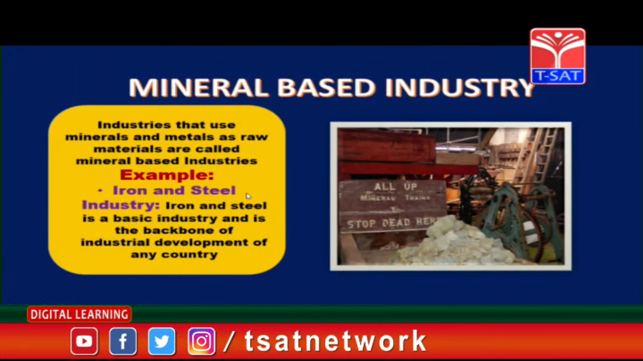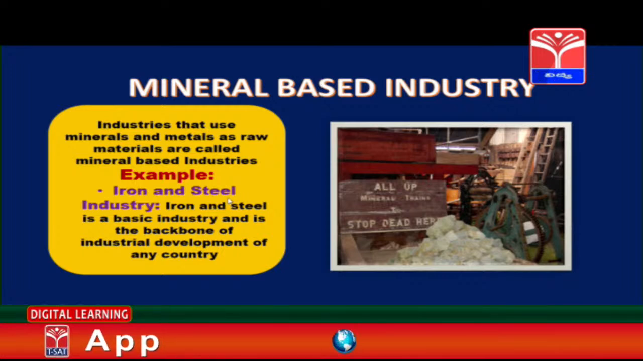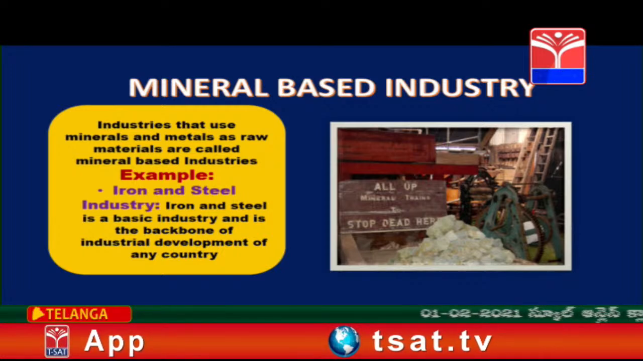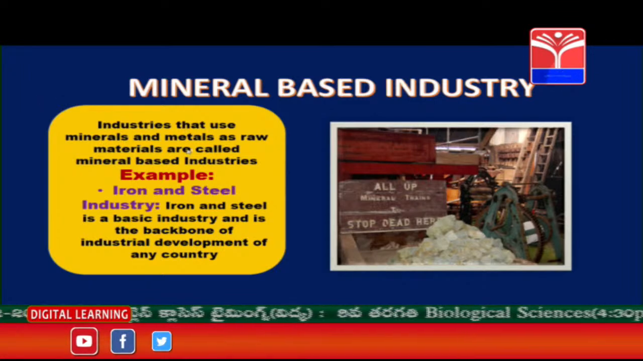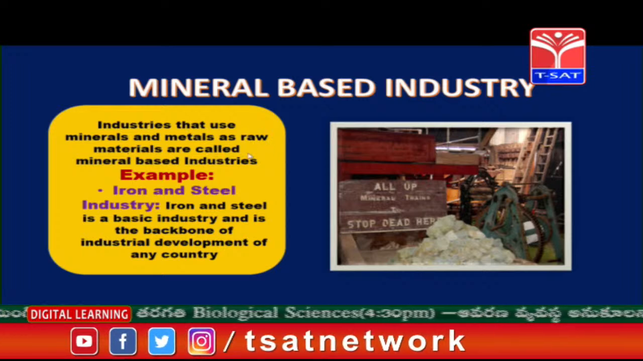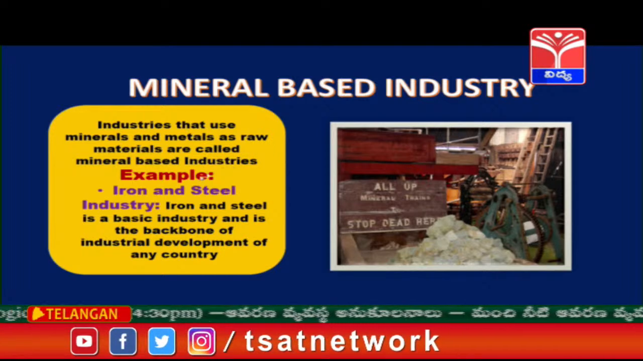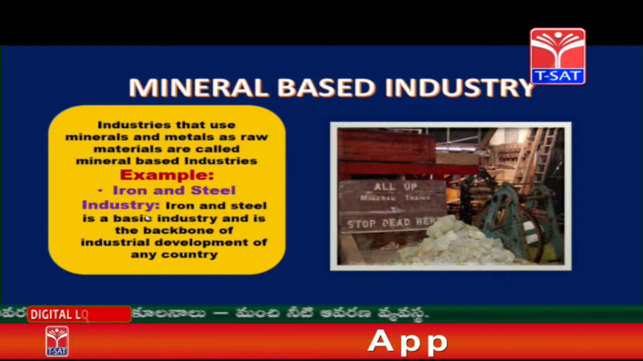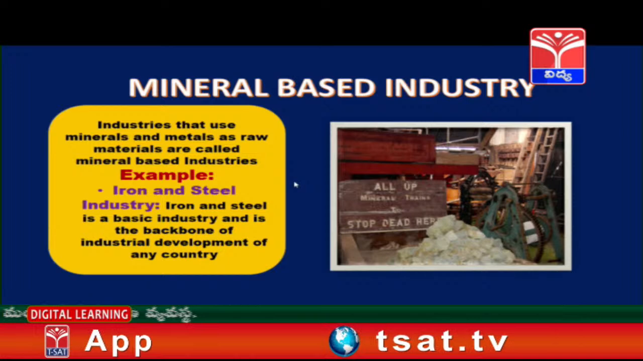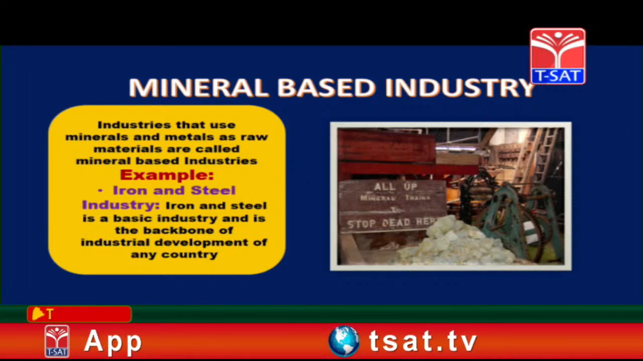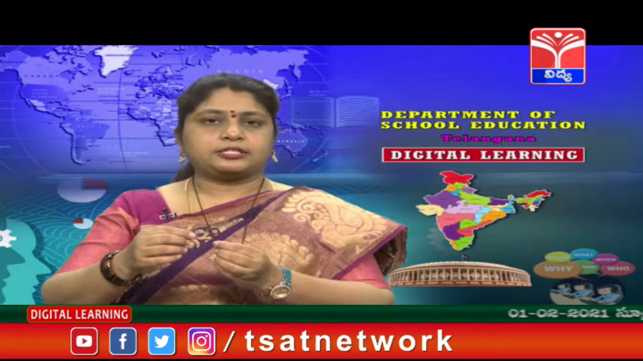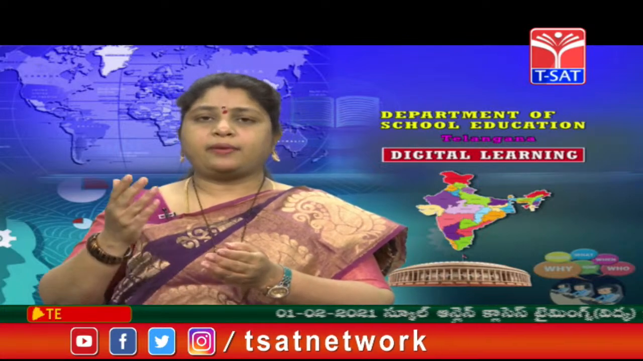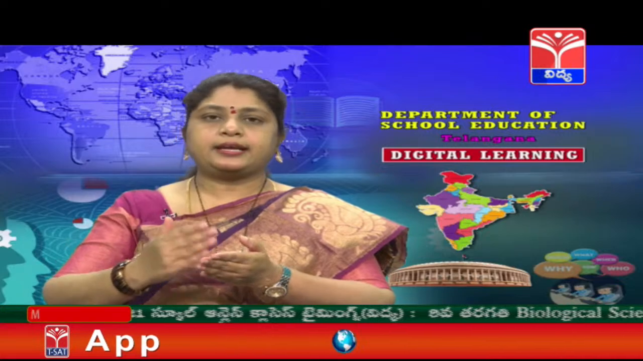The next type of industry is mineral based industry. What is the meaning of mineral based industry? Industries that use minerals and metals as raw materials are called mineral based industries. For example, the iron and steel industry. Iron is a mineral and it is used as a raw material to produce other goods. Many industries use metals and minerals to produce other goods, and the main one is the iron and steel industry.